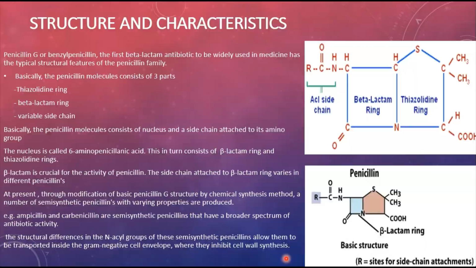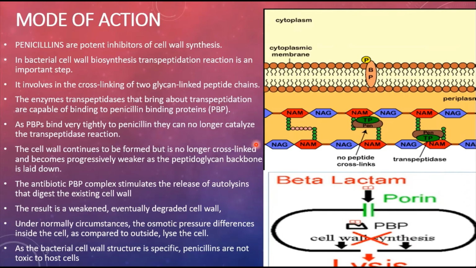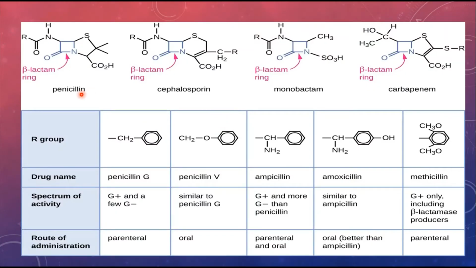Let's see the mode of action of penicillin. Before that, have a glance at different penicillin drugs which differ at the side chains. Here you can see the beta-lactam ring, this is the thiazolidine ring, and this is the acyl group. This is penicillin G, the benzyl penicillin, then penicillin V with the phenoxymethyl group, and then penicillin F. Here we have ampicillin, amoxicillin and methicillin.